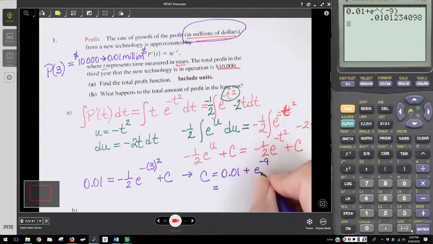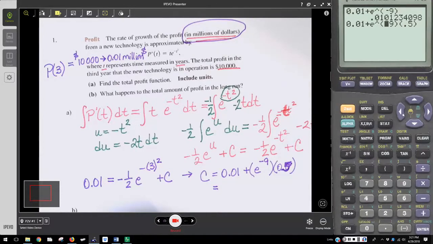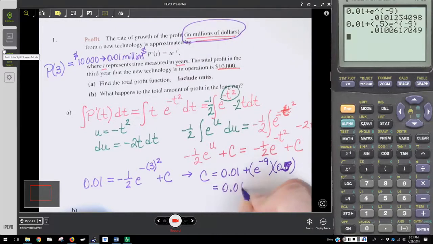And I forgot my 1/2, so we need to multiply e to the negative 9 by positive 0.5, just to make sure that we get the order of operations in the correct order. And that comes now to be, your constant is 0.010061749.